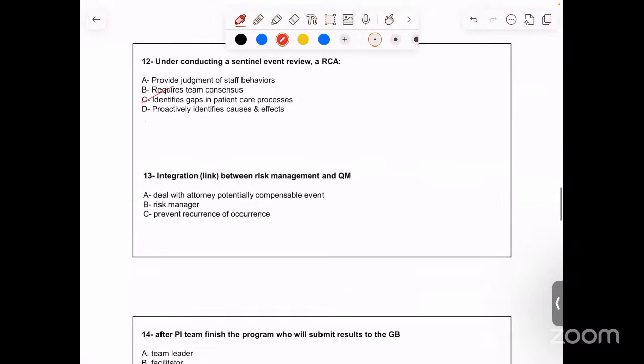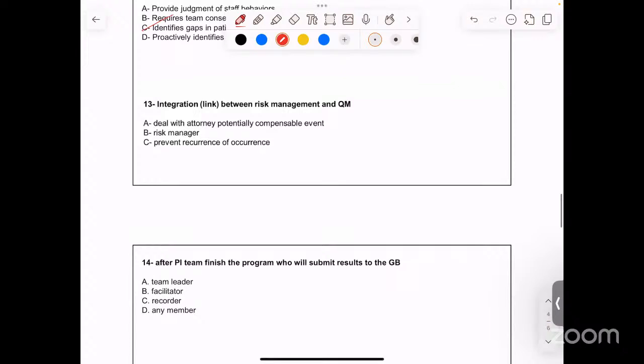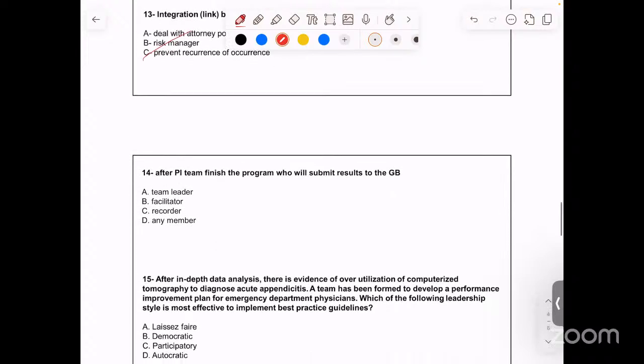For question 13, the link between risk management and quality management. A, deal with attorney potentially compensable event. B, risk manager. C, prevent recurrence occurrence. The integration of risk management and quality management primarily helps to prevent recurrence of occurrence.